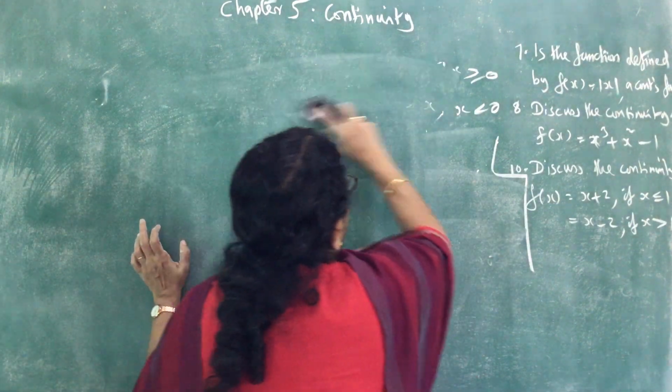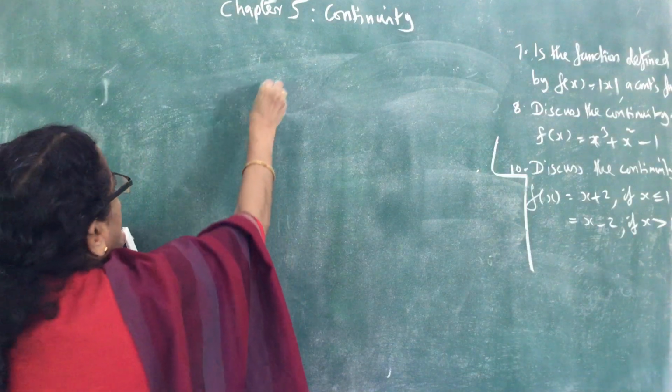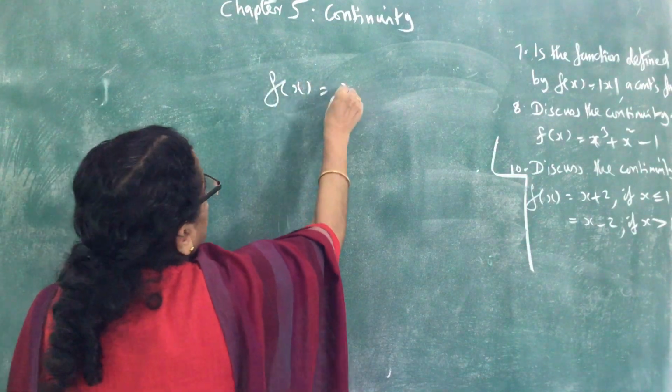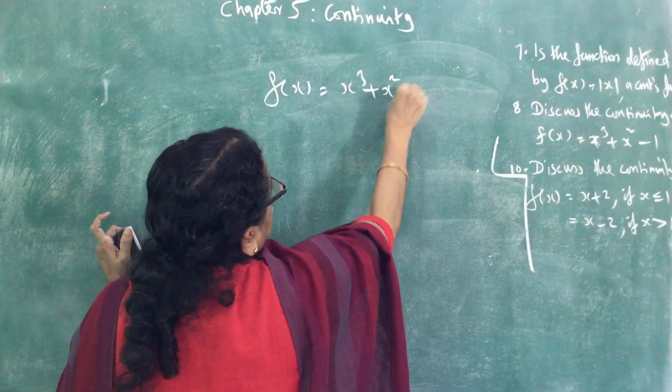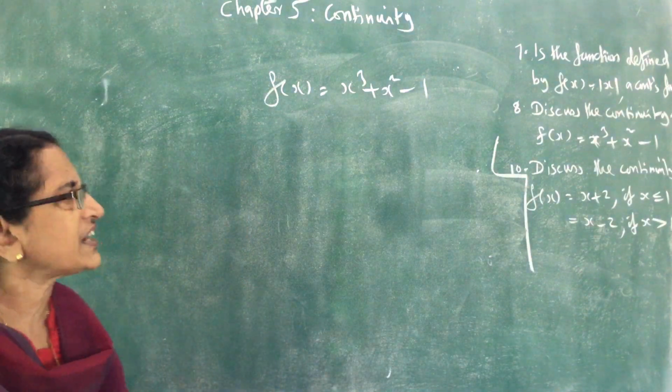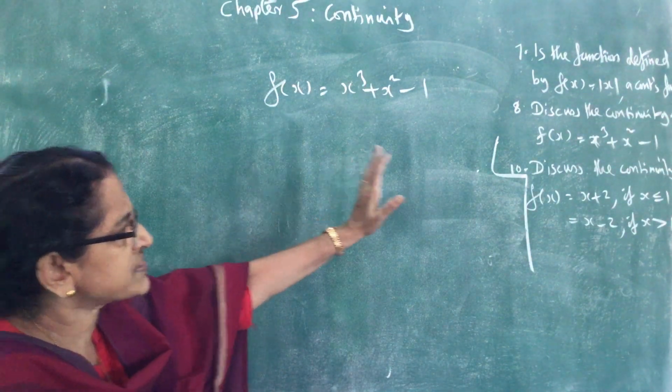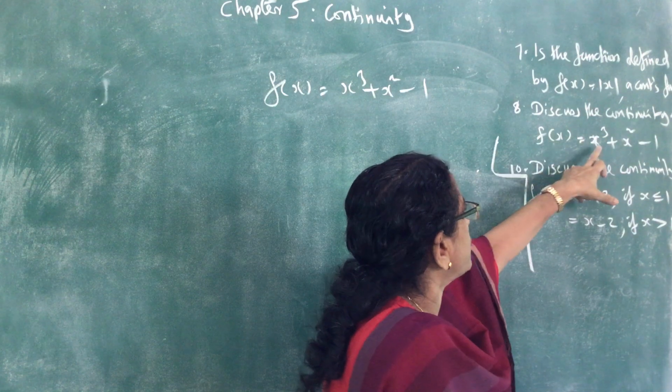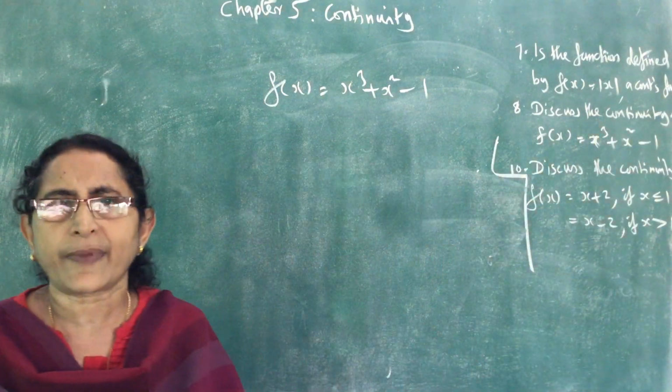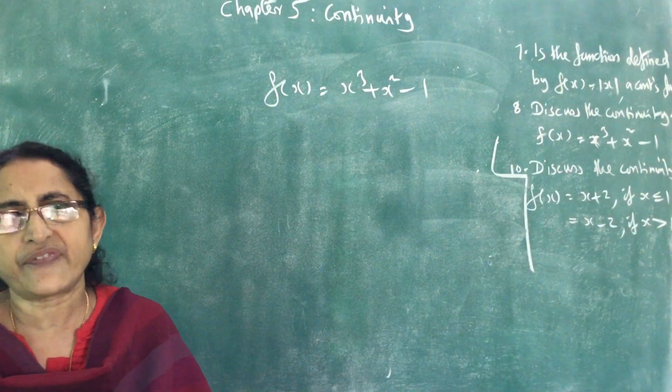Now see question number 8. That is, discuss the continuity of f of x equal to x cube plus x square minus 1. So we have to check the continuity of the function. We know it is a polynomial function.